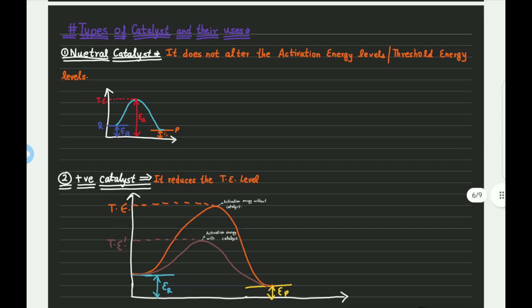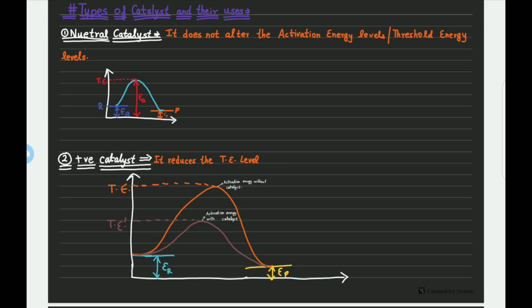But what does a positive catalyst do? It reduces the transition energy level, the activation energy level. See, the previous energy level of the reaction is shown by the orange color. But after adding the catalyst, the energy level dropped down to the brown color. See, the catalyst has now reduced the energy level of the reaction. So the reactant can now move faster, reach the activation energy earlier, and get transformed into product more quickly.